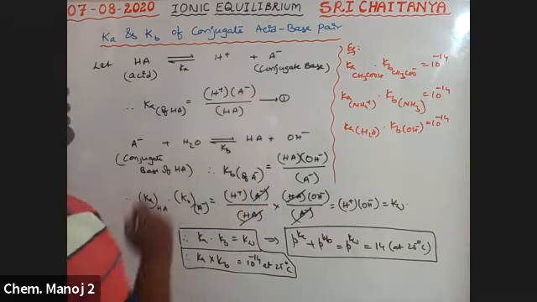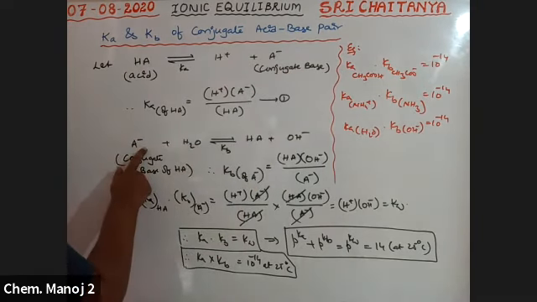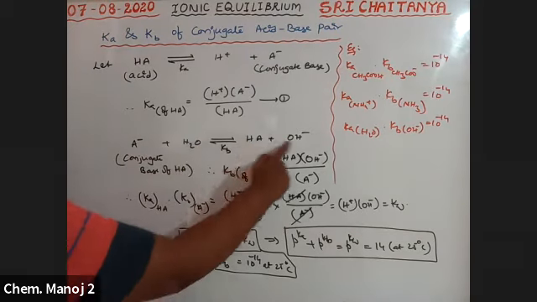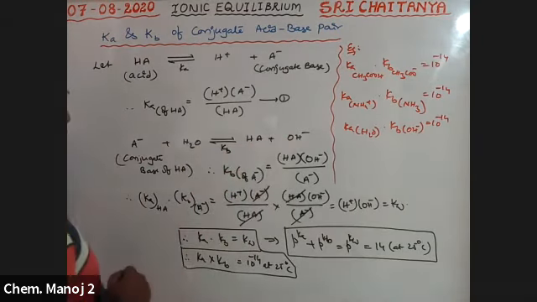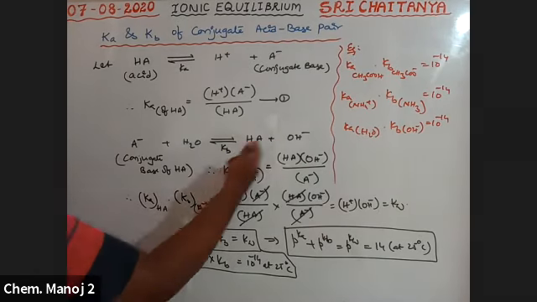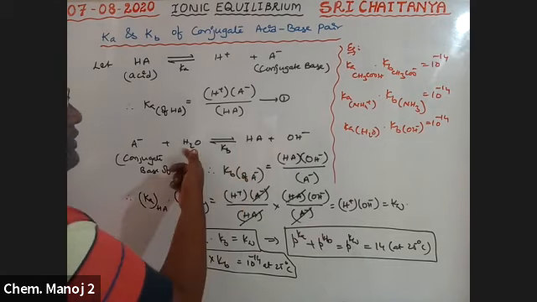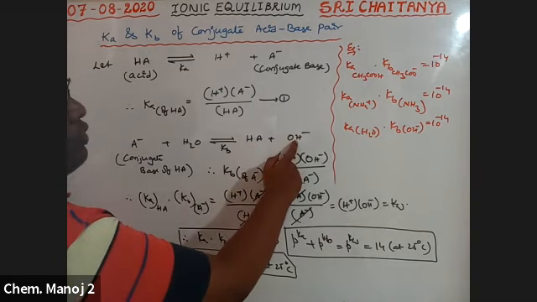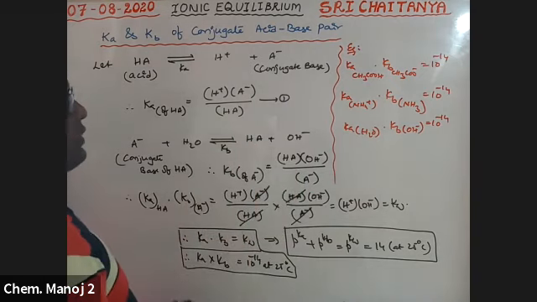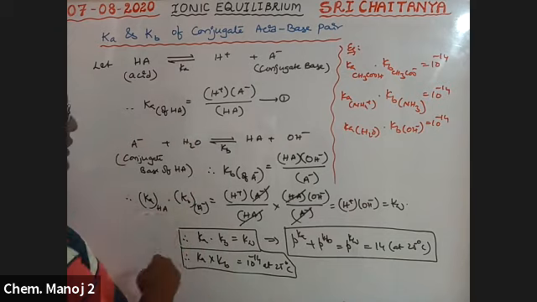Let it be equation 1. Now I am taking the conjugate base A minus. It is dissolved in water, and takes H plus from water, so it converts into HA plus OH minus. Now I am trying to calculate Kb for A minus: product concentration by reactants concentration. Because it is a weak base, water concentration is not changed, that is why it is neglected. So HA concentration into OH minus concentration by A minus concentration is Kb of A minus, the conjugate base of HA.